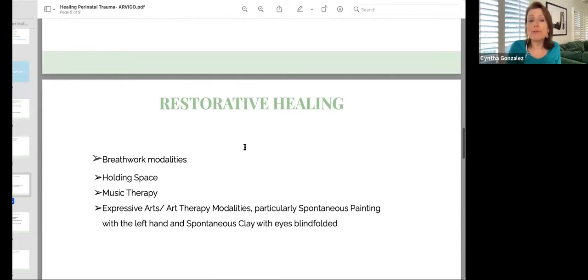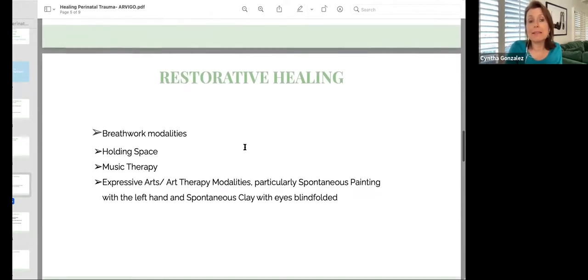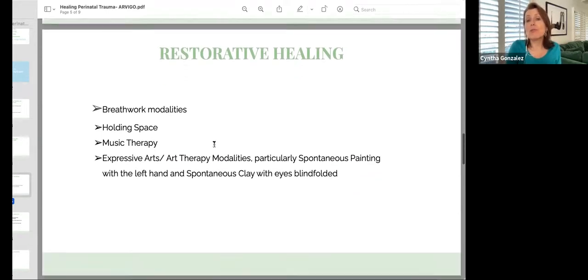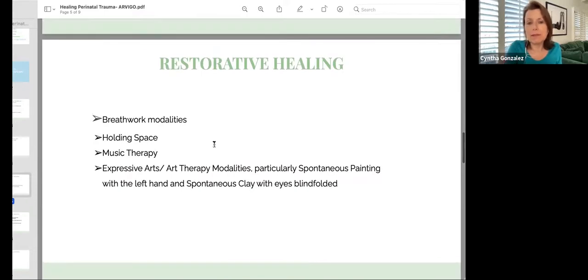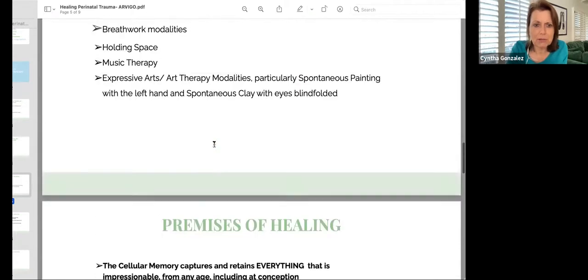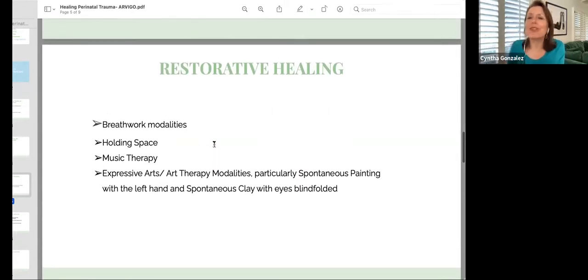So the restorative healing that can happen, and of course it includes body work as well. I don't know if I put that down below. No, I didn't. Anyway, it's down below. So one of the healings, and of course this is an Arvigo call. I did these slides in a jet lag state, so excuse me. But one definitely is the breathwork modalities that I mentioned before.